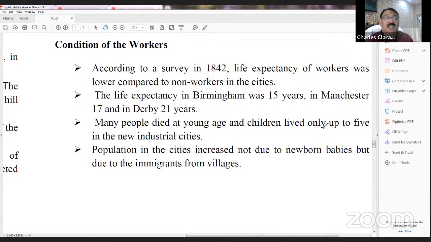Many people died at a young age. Population in the cities increased not due to newborn babies, but due to immigrants from villages. People kept coming from the villages, and the population grew. It was not because of reproduction, but because of immigrants from the villages. So these are very vital points. You need to write them down, understand them and talk about them.